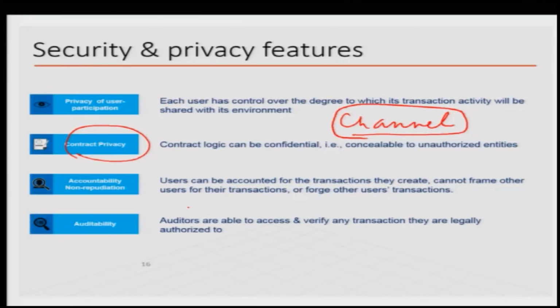The accountability and non-repudiation comes from strong identity, right. So, everybody has a strong identity. So, if they put in a transaction, they cannot say I did not do this transaction, and therefore, there is also auditability. Auditors can access and verify transactions that they are legally authorized.